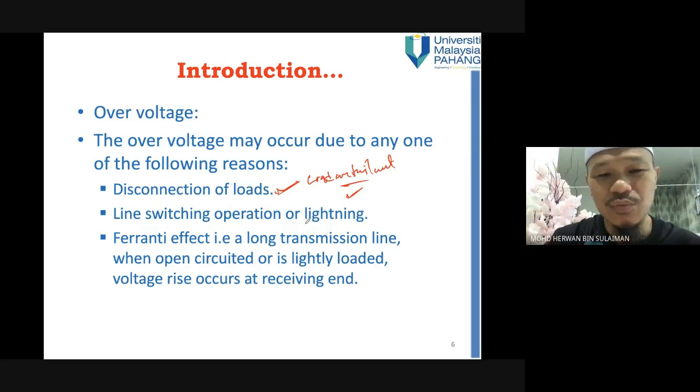All line switching operation or lightning strike before your circuit breaker operated, sometimes you become the over voltage. And we have Ferranti effect. So normally with the long transmission line, when open circuit or lightly loaded, the voltage rise occur at the receiving end. So maknanya dia akan jadi tinggi.